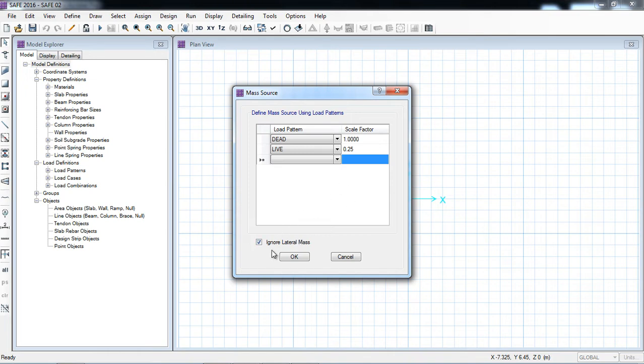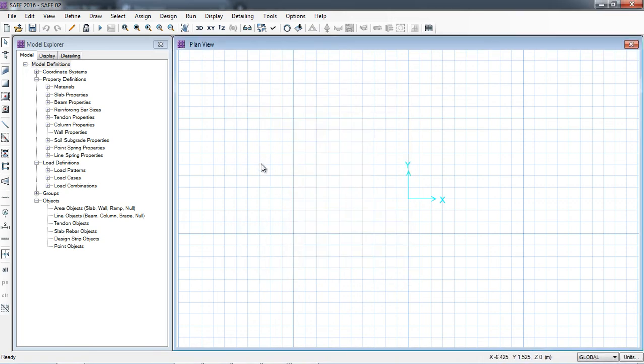So we are ignoring the lateral mass, and uncheck this option if you want to consider the lateral mass source in the seismic design. You have to uncheck this, and okay. So that's how you define the mass source in SAFE 2016.